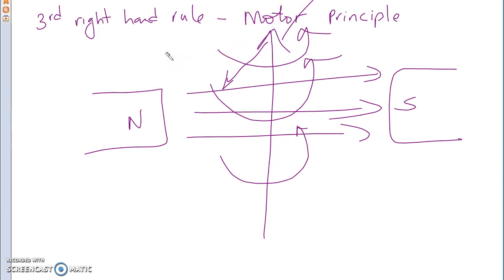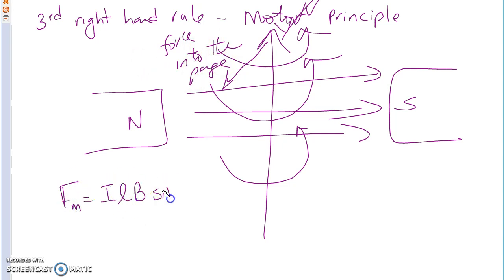And we showed about the right hand rule. Okay, so there is north to south, my fingers pointing from north to south, thumb in the direction of the conductor, and the index finger in the direction of the force. So in this situation, my force is into the page. And that force, of course, we said was Fm, which equals ILB sine theta. Okay, all right, so this was that.